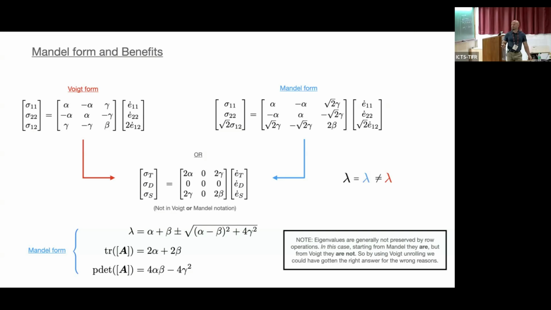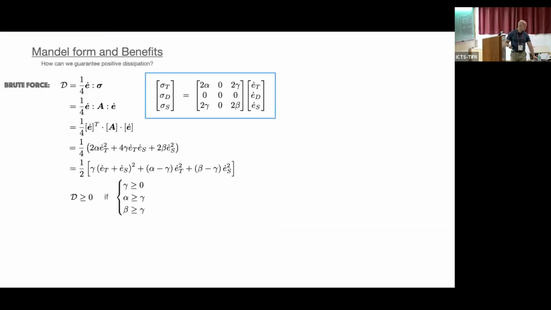Eigenvalues are generally not preserved when you do row operations to get from here to here, but in this case they are. So let's be explicit about that. And it makes everything really simple because this is a super simple tensor or matrix. The eigenvalue problem is really simple to calculate. You have identities such that the sum of the eigenvalues is the trace, the product of the eigenvalues is the pseudo-determinant. The eigenvalues are given by this identity.